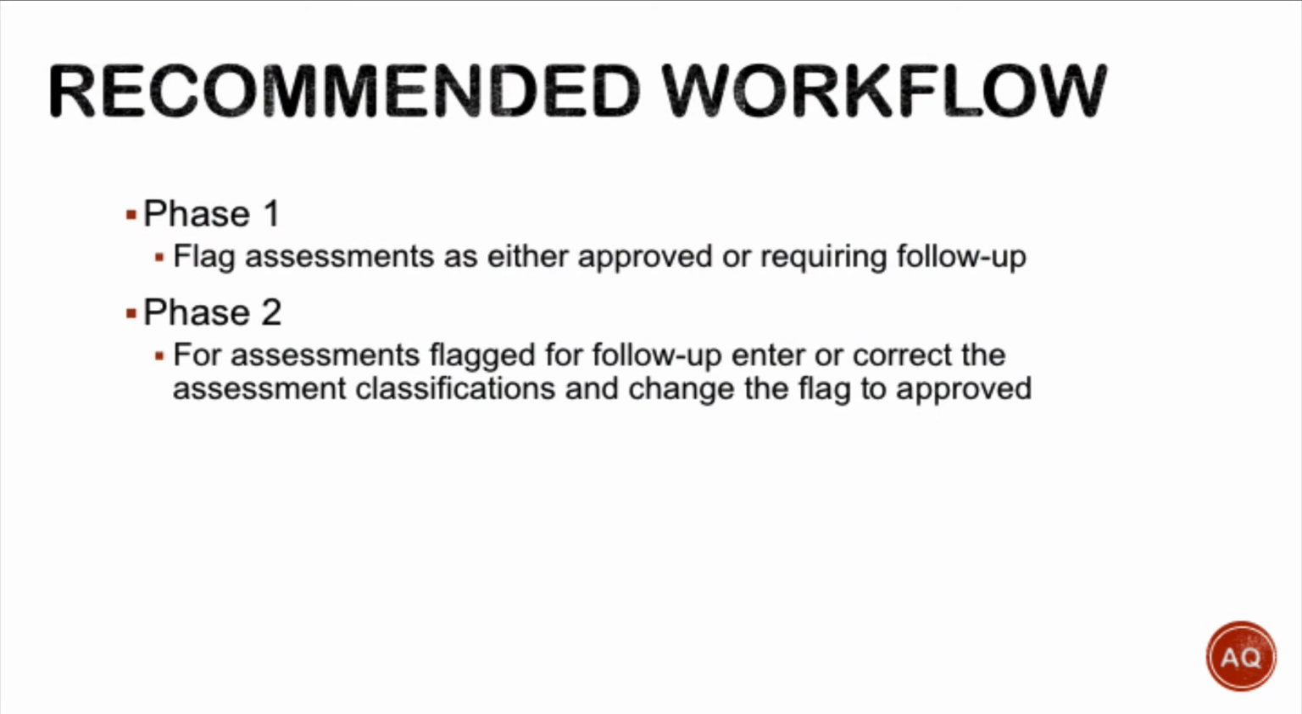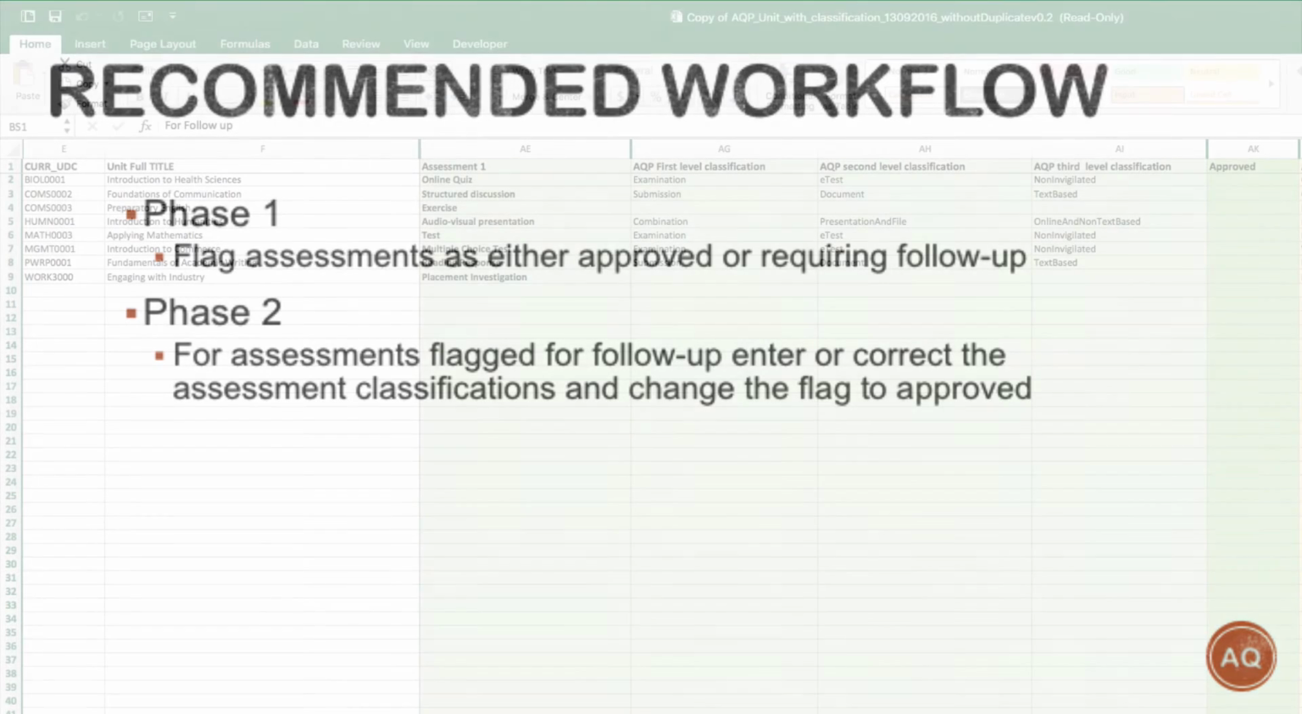We have set up the spreadsheet for a particular workflow that we believe will be most efficient to complete the task of validating the assessment classifications. The workflow has two phases. The first phase is to validate and approve assessment classifications that do not require further investigation. All other assessments are flagged for follow-up. The second phase is to enter or correct the assessment classification for assessments flagged in the first phase.